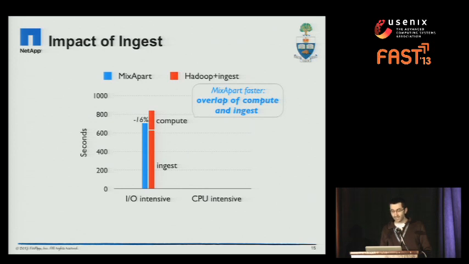So in this case, MixApart is about 16% faster. In the CPU-intensive case, MixApart is about 28% faster. This is because in the CPU-intensive case, the map tasks' I/O rates are lower, so the enterprise storage system can actually sustain the workload better.